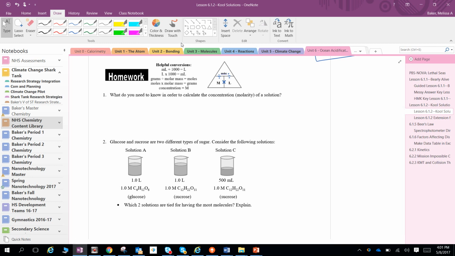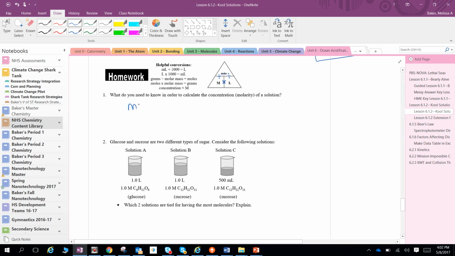Let's take a look at the homework for lesson 6.1.2. Try to do this on your own first if you haven't already, and then use the video where you get stuck. So the first question says, what do you need to know in order to calculate concentration?